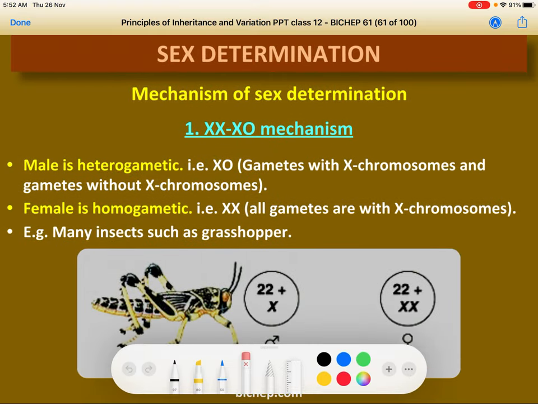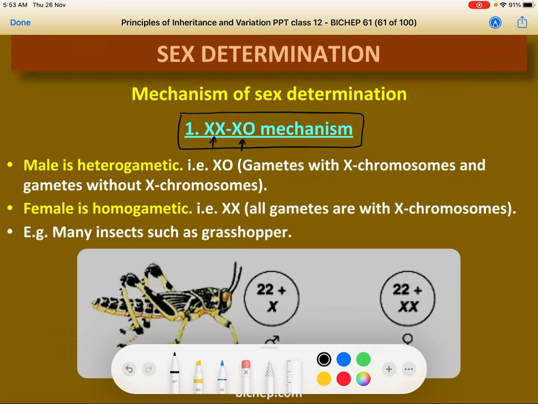Right. Now, we are going to discuss the types of the mechanism of sex determination. We can see there are three mechanisms of sex determination. The first mechanism of sex determination is the XX-X0 mechanism. Here there are two sets of chromosomes, XX and X0.